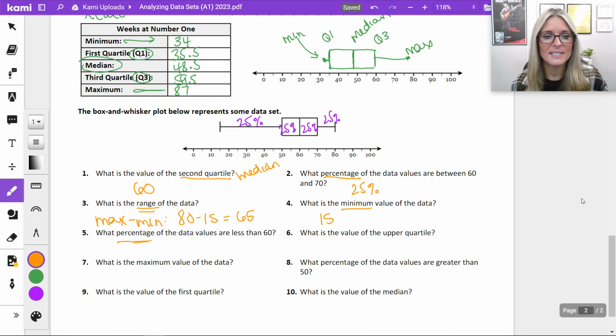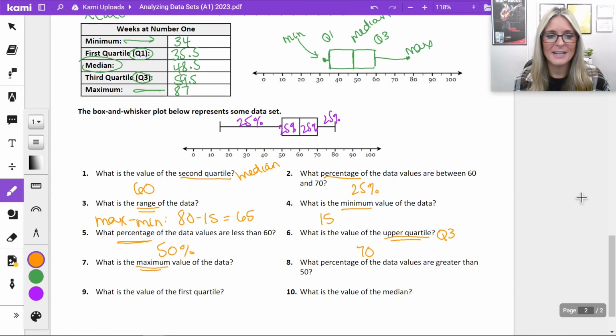Number five, what percentage of data values are less than 60? Well, there was 60, so we have 25 and another 25. 50% of our data is going to be less than 60. Number six, what's the value of the upper quartile? New way to write Q3, right? Lower quartile is going to be Q1, upper quartile is going to be Q3. That Q3 value right there at 70.